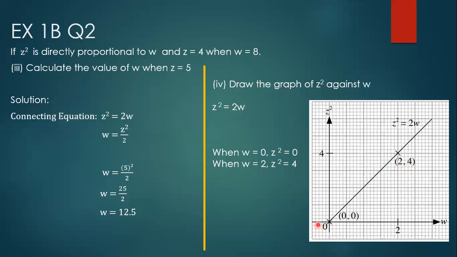And then since you need 2 points only to draw a straight line, you can draw a straight line throughout. And on top you can write down the connecting equation here. And you can show that you are comparing z square and y.